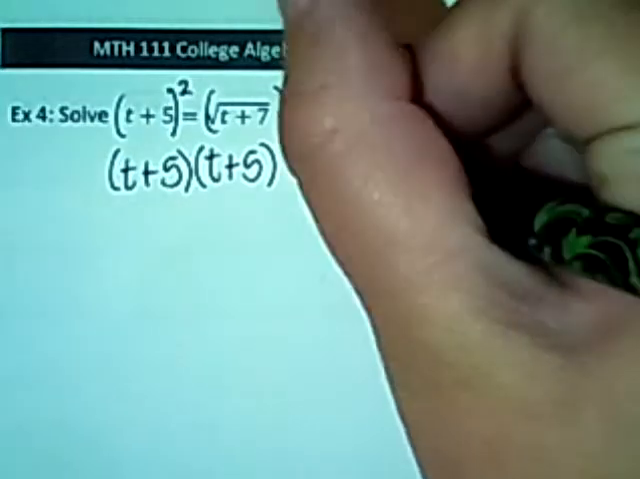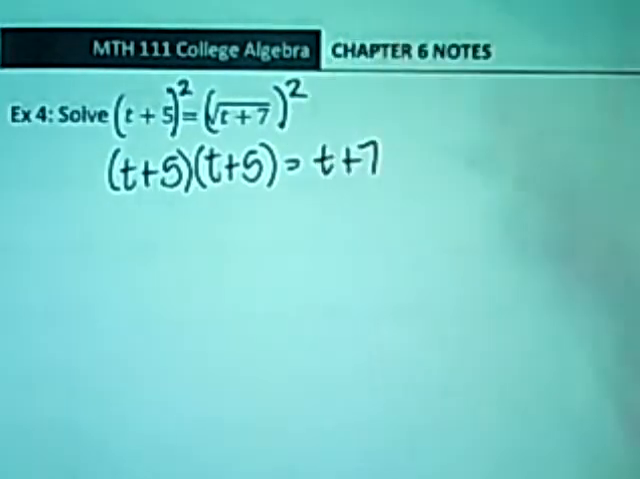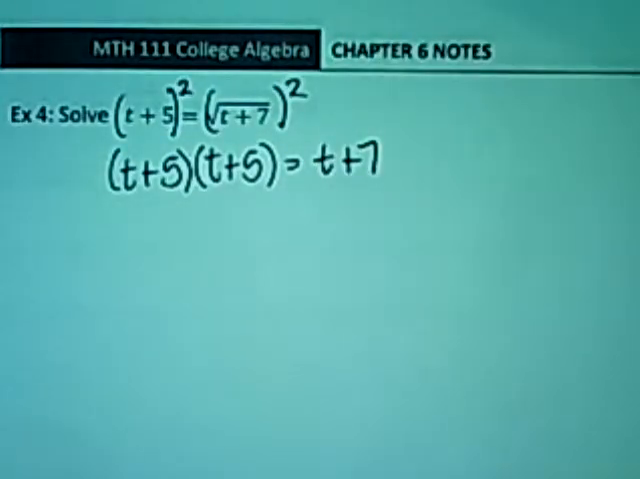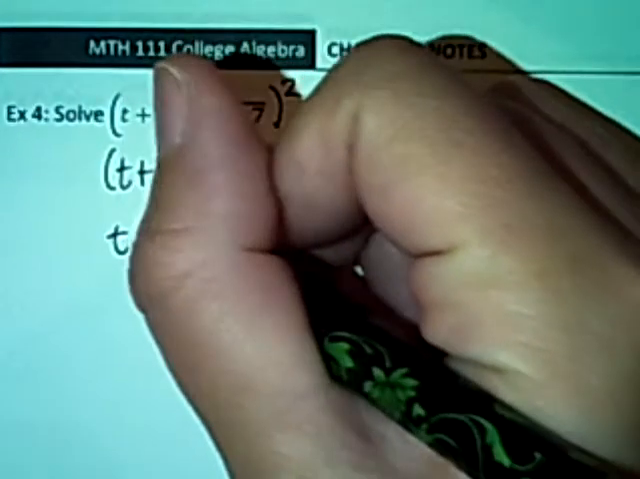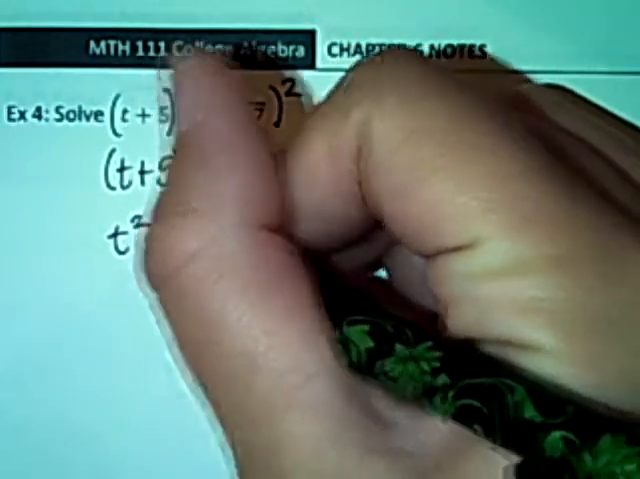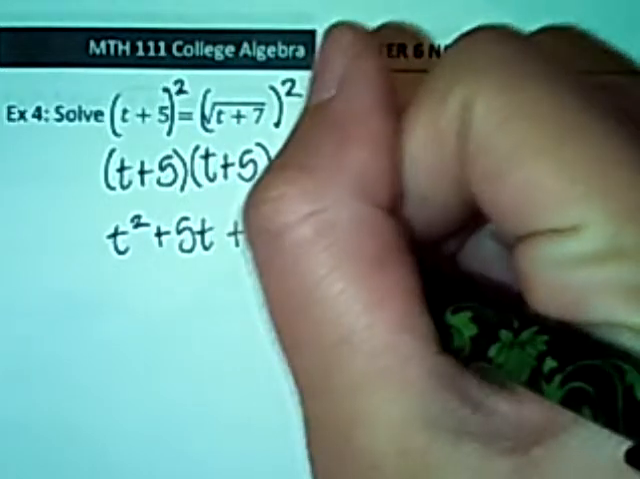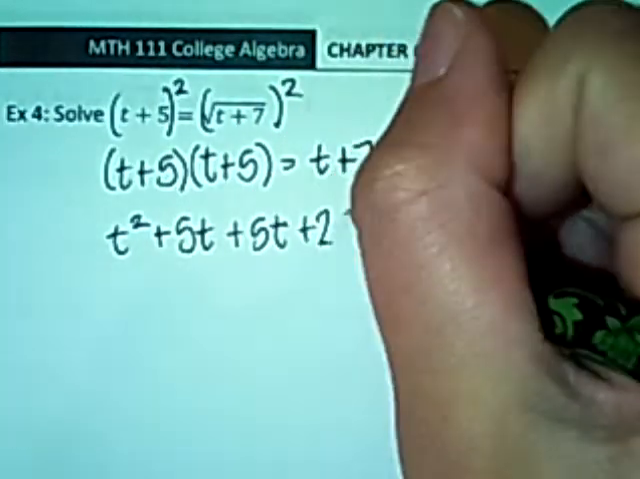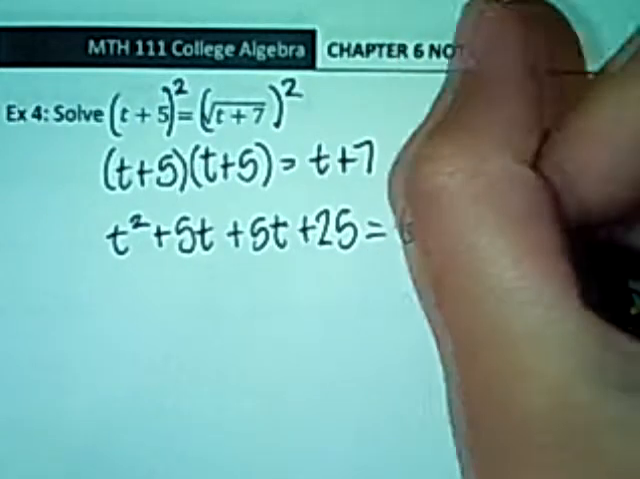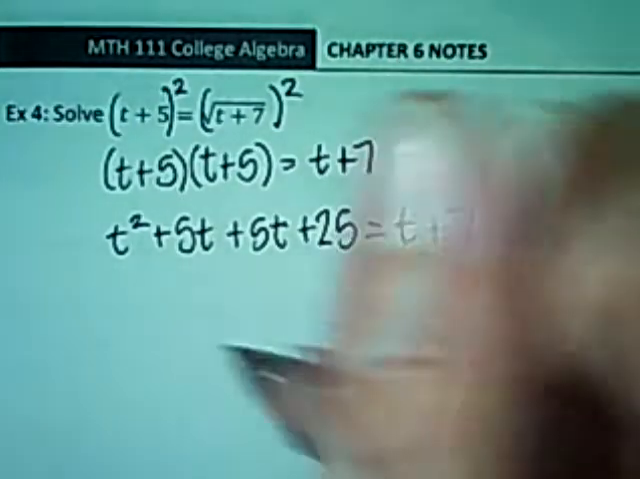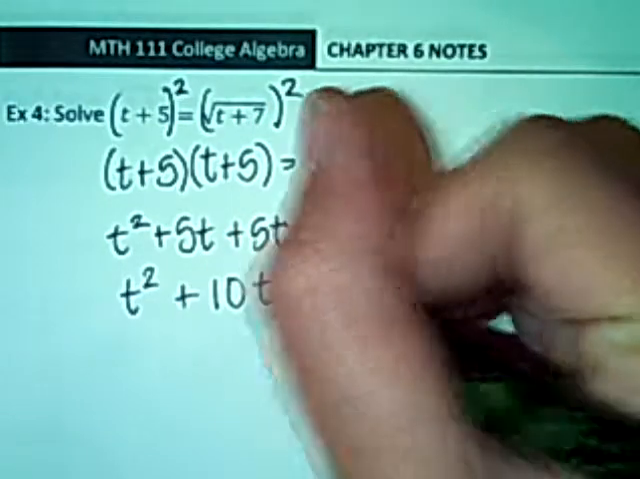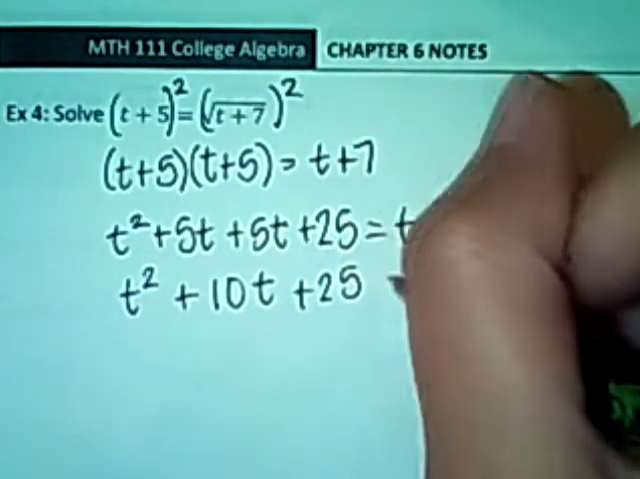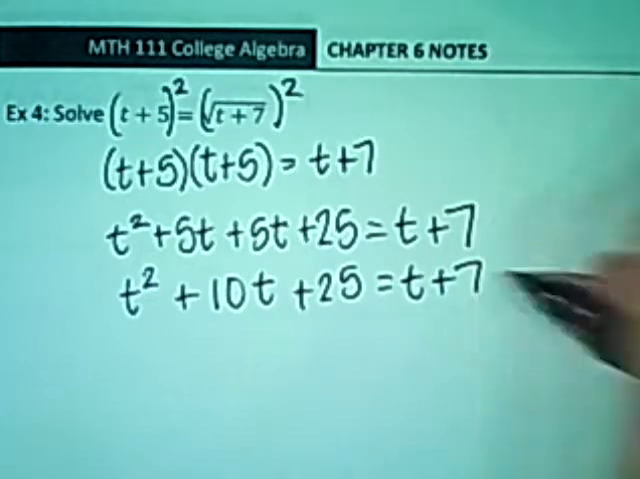And this one, the square root goes away because a square undoes a square root. So now you have to actually multiply this stuff through. So I have t squared plus 5t plus 5t plus 25 is equal to t plus 7. Combine your like terms. So I have 10t here plus 25 equals t plus 7.